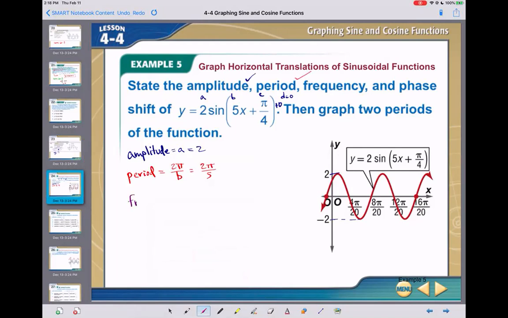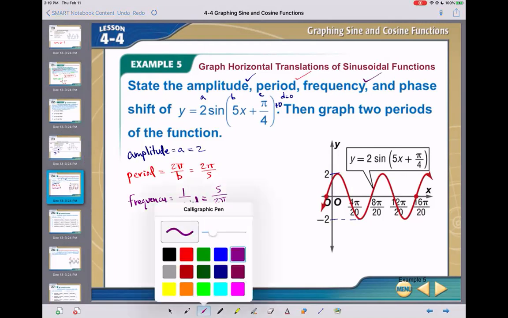Frequency has 2 formulas. You can either say b over 2 pi, or you can just say it's the reciprocal of the period. Since I know what the period is, I'm going to write it out that way. So it'll be 5 cycles per 2 pi. That's what frequency means. For every 2 pi, this would make 5 full cycles. And thus we've done frequency. And that leaves us with phase shift.